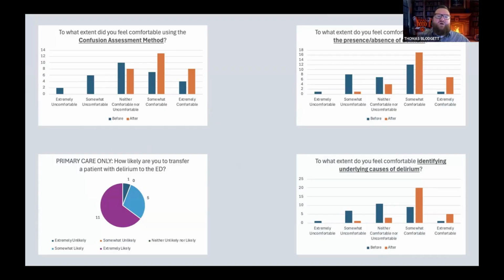First of all, the orange bars are their answers after the scenario, and the blue were their answers before. So there was a general shift towards feeling more comfortable with using the CAM, with diagnosing whether or not delirium is present, and identifying the underlying causes of delirium. So there's a general trend towards improvement and feeling comfortable with that.